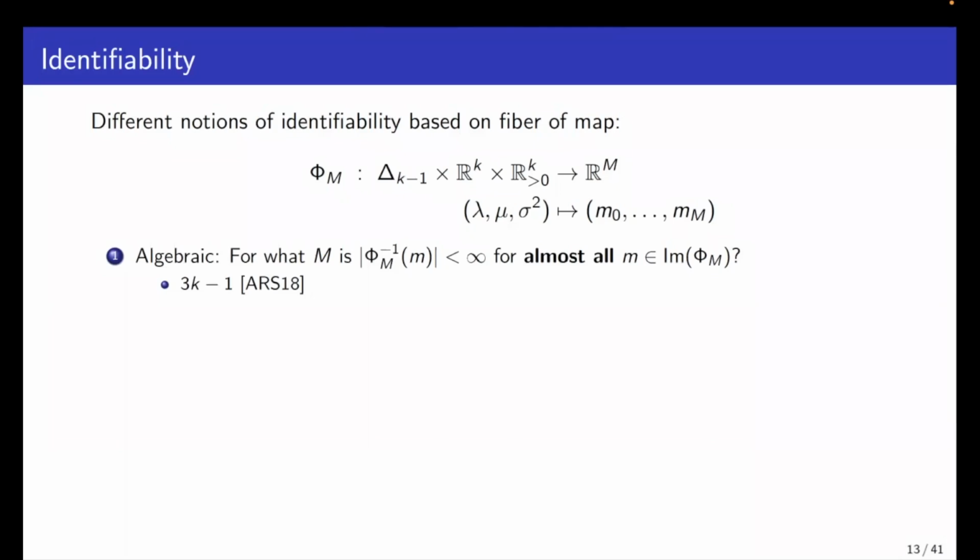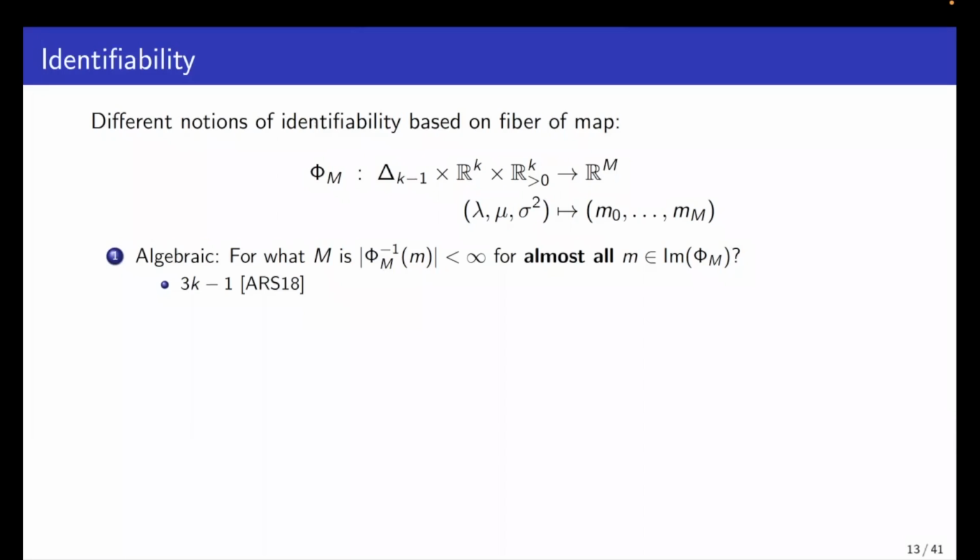Now, a naive parameter count tells us that we should need the first 3k minus 1 moments. This is because we zero index, right? So we have 3k unknowns, so really this is 3k moments. And it's actually been shown in 2018 that this is enough. So we know we need at least 3k minus 1 moments to get down to finitely many solutions. And generically, this will be exactly how many you need. Okay, so that's good. This really resolves the first statement.